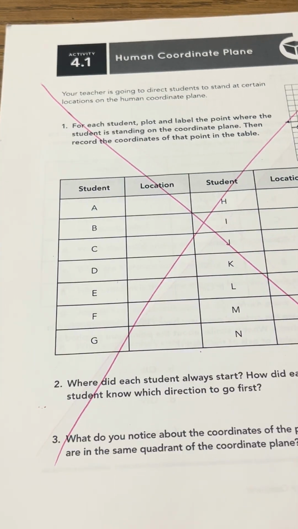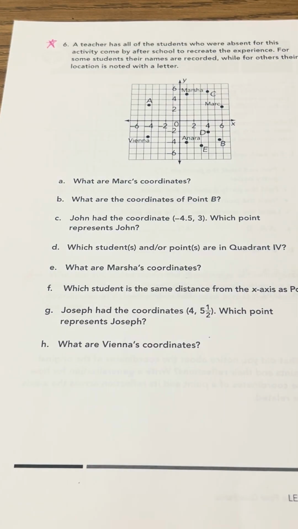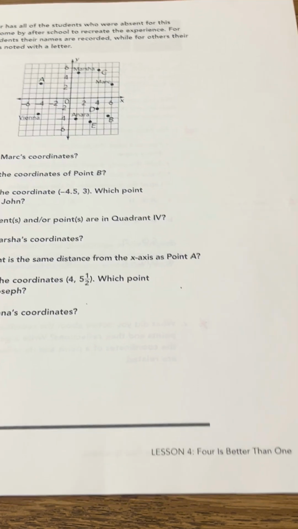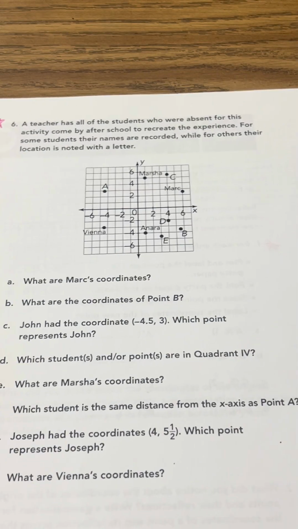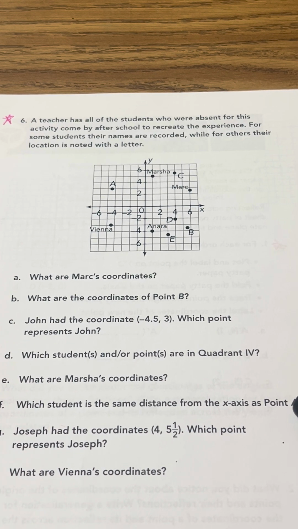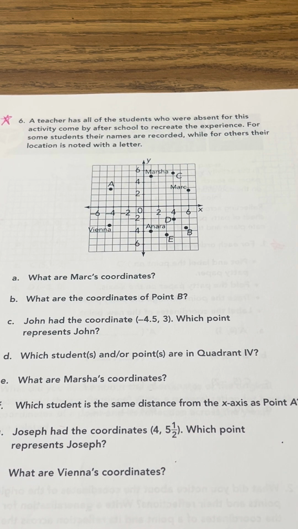Okay. Moving on, we're going to skip page 483. We're also skipping page 484. And we're going to go ahead and move on to page 485. Number 6, a teacher has all of the students who were absent for this activity come by after school to recreate the experience. For some students, their names are recorded, while for others, their location is noted with a letter.